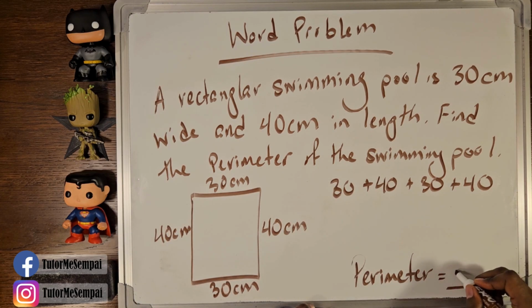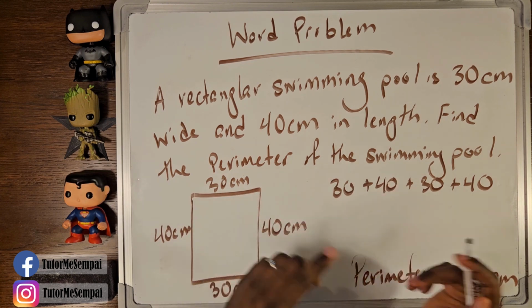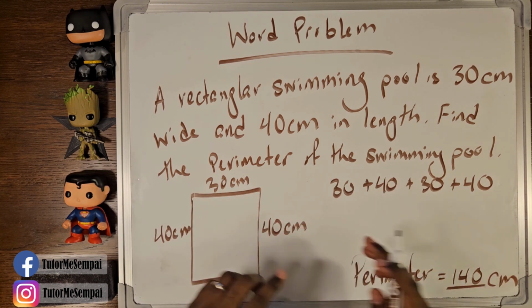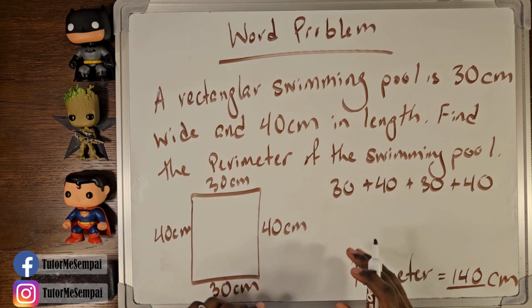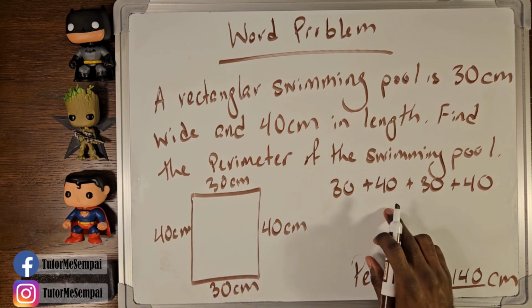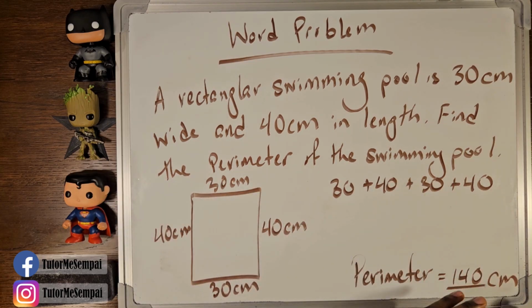140. But 140 what? 140 centimeters. All of these have centimeters. That's going to be our unit. We're keeping the same unit. Add up everything. 30 plus 40 plus 30 plus 40 is 140 centimeters.